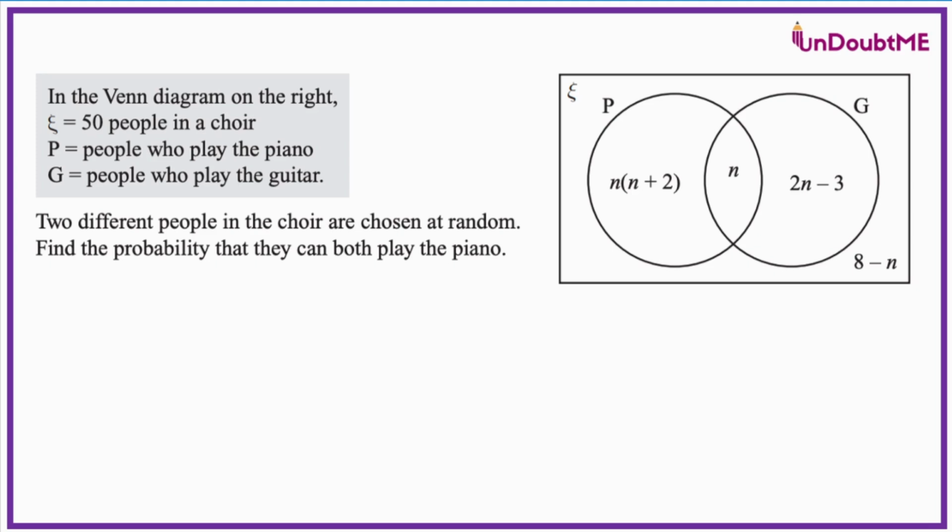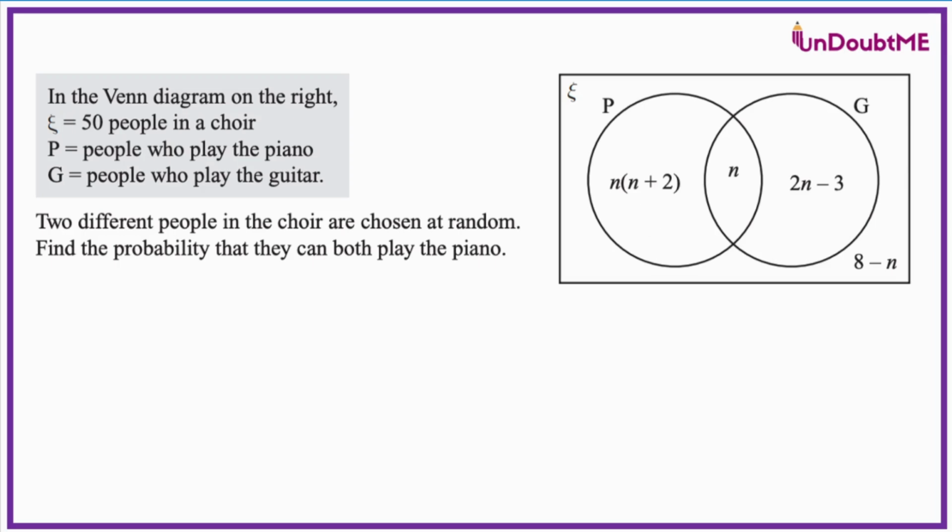In this video, we will be doing a question on Venn diagram where we need to find the probability using the given data. So for this question, it is given that there are total 50 people in the choir and there are some people who are playing piano, few people playing guitar, and there are few who are playing both.